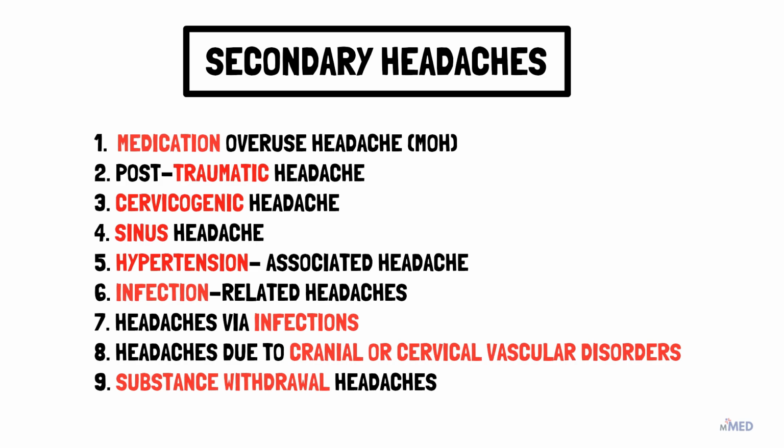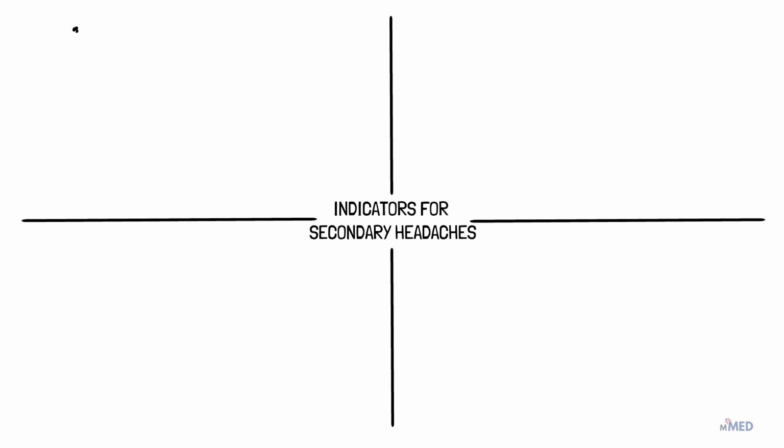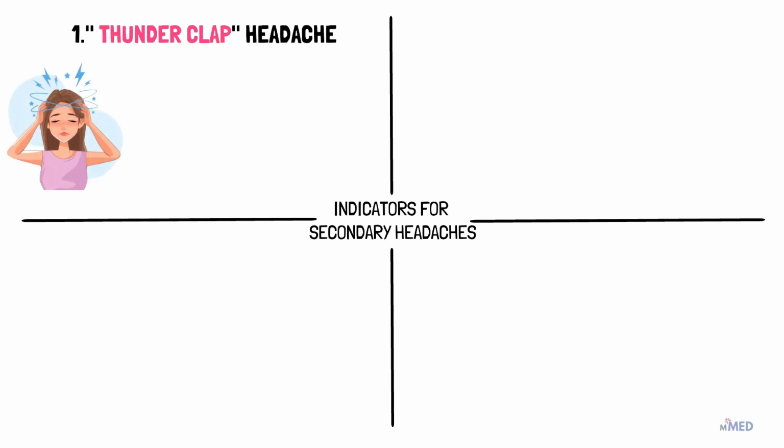If someone is experiencing recurrent or severe headaches, seeking medical advice is crucial to identify the underlying cause and determine an appropriate treatment plan. There are 4 evidence-based indicators for a secondary headache. Number 1 is thunderclap headache. Headache with onset which reaches maximal intensity within a minute to 5 minutes of onset.